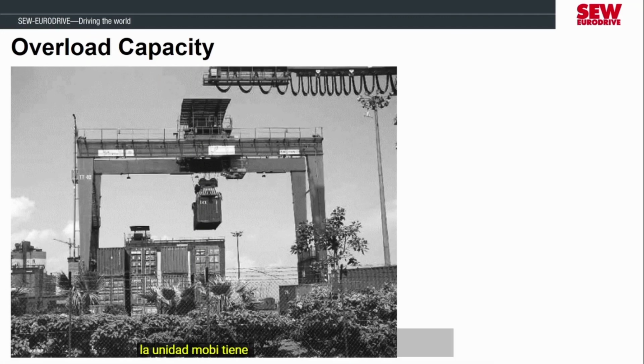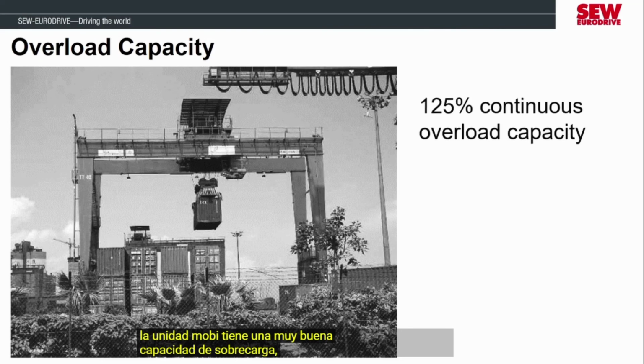The Movidrive has very good overload capacity. The Movidrive is designed to handle 125% overload capacity continuously and be okay as long as the ambient temperature limits aren't exceeded. As an example, this could be helpful if the application needs temporary higher load capacity while another machine is down for maintenance.